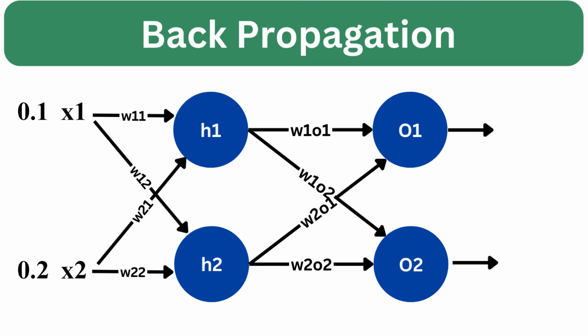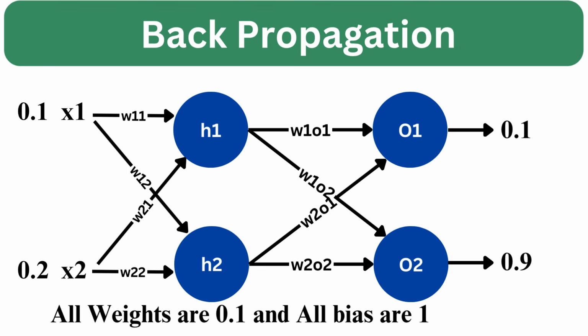Given the input values x1 equals 0.1 and x2 equals 0.2, we want the network to output the corresponding values for O1 equals 0.1 and for O2 equals 0.9. Assume sigmoid activation function is used in the hidden and the output layers and the learning rate is 0.2.